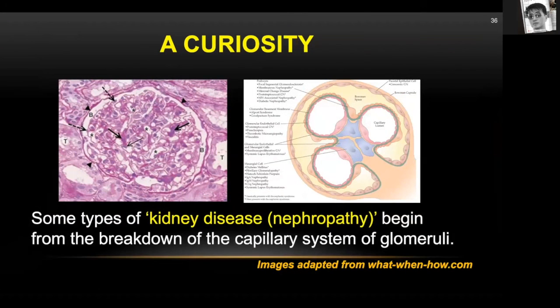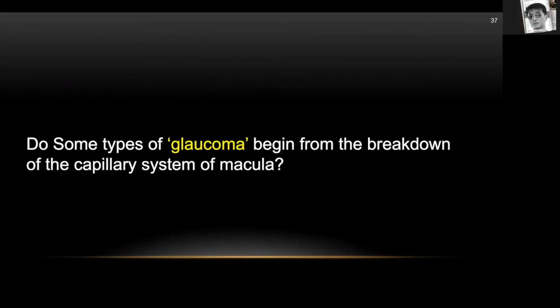Lastly, I raise a curiosity to you. It is well known that some types of kidney disease begin from the breakdown of the capillary system of glomeruli. I believe that similar things can happen in glaucoma, and I'd like to ask you this question. Do some types of glaucoma begin from the breakdown of the capillary system of macula? Of course, I don't know the answer. However, we already know that non-IOP factors for glaucoma progression exist, especially in NTG. FAZ analysis using OCT-A may give some potential clues to investigate ischemic damage in macular area associated with glaucoma.